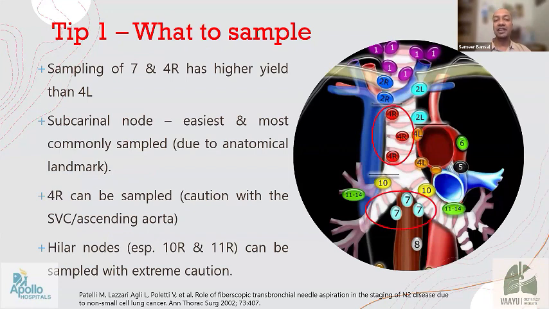Now, typically 4R and 7, which is your right paratracheal and the subcarinal lymph node, have higher yield as compared to 4L, which is your left paratracheal. Subcarinal, generally, when you're doing a conventional TBNA, is the easiest and the most commonly sampled node. And this is because of the anatomical landmark of your carina being there. 4R can be sampled, but have caution, because around there are two vessels, the SVC, which is below the 4R lymph node, and the ascending aorta, which is typically around the 11 o'clock, 12 o'clock position out there. So be careful about those particular vessels.